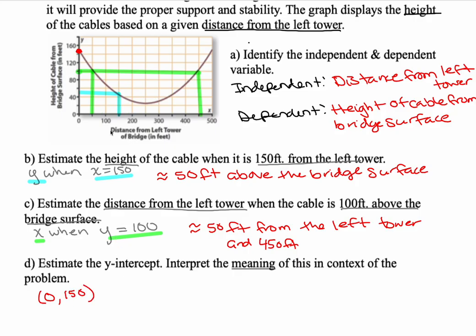So what does this mean? When the distance from the left tower is 0, that means we are on the left tower. The height of the cable is at 150 feet in the air. That means that the cable starts at about 150 feet above the bridge's surface. Remember, y-intercept is generally the initial value. So we can say that the cable starts at about, because it wasn't exact and we don't have an equation, 150 feet above the bridge's surface.